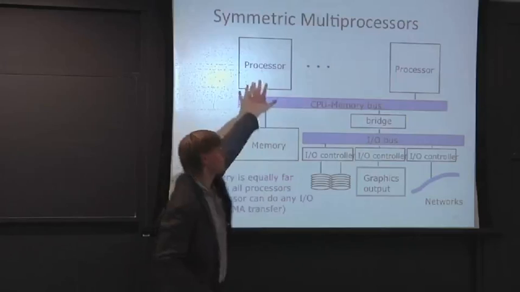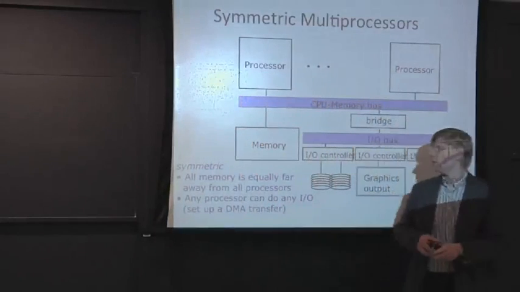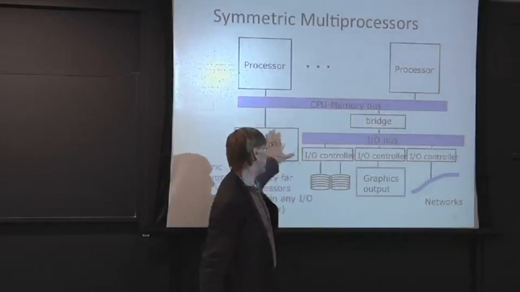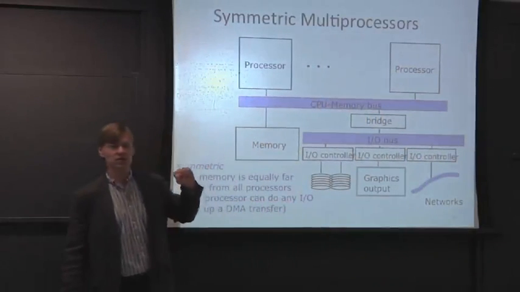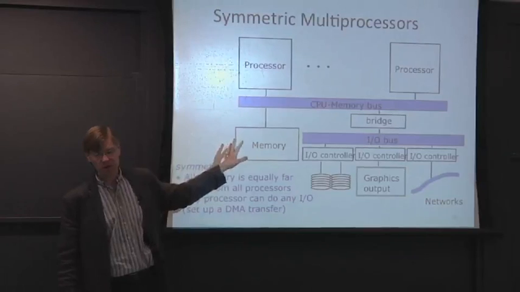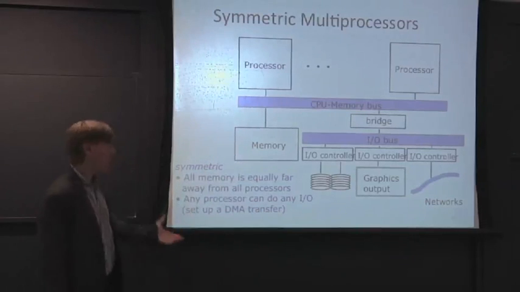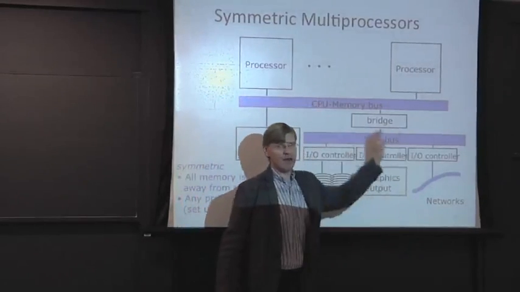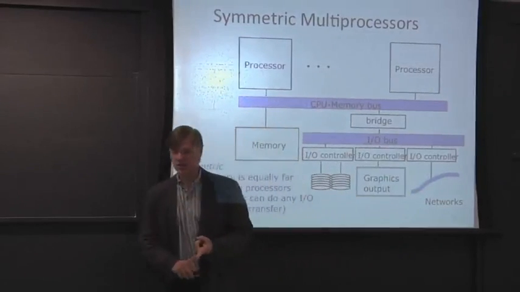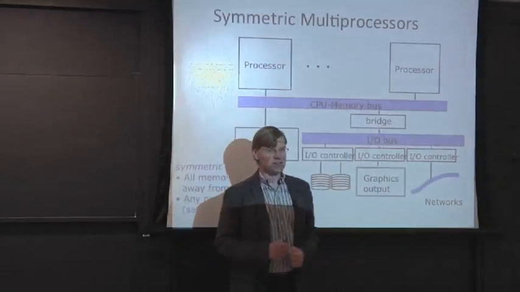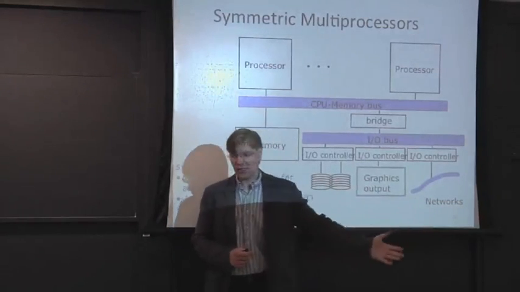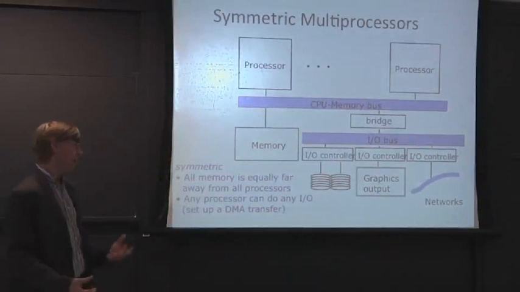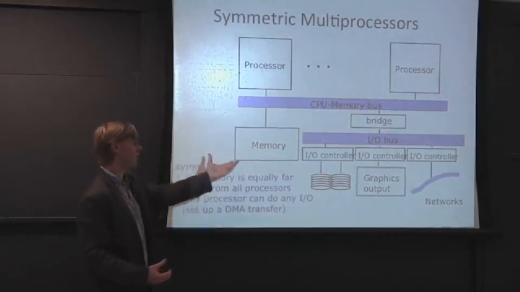So we have processors across the top here. They have a shared CPU memory bus here, and memory is sitting over here. And these processors are all equidistant away from this memory. And this shared memory bus here also communicates with the I/O bus, where you have things like disks, graphics controllers, networking. And any processor can do any I/O. And any processor can communicate with memory.